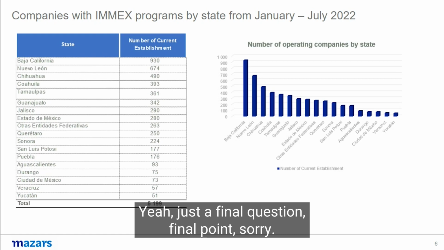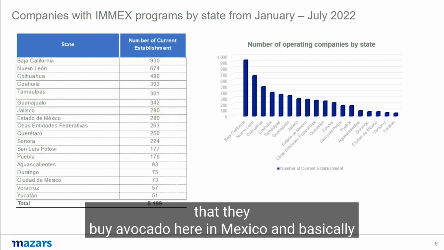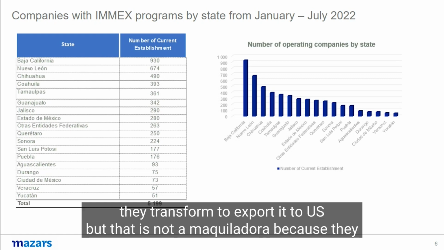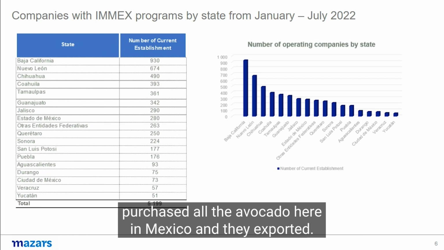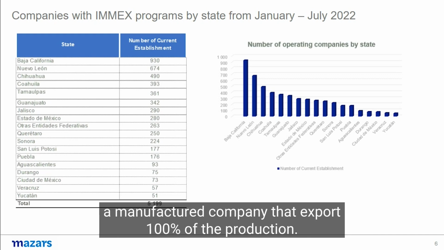A final point. We have a client that buys avocado here in Mexico, and basically they transform it to export it to the US. But that is not a maquiladora, because they purchase all the avocado here in Mexico and they export it. So basically, it's not a maquiladora. That is a manufacturing company that exports 100% of the production.